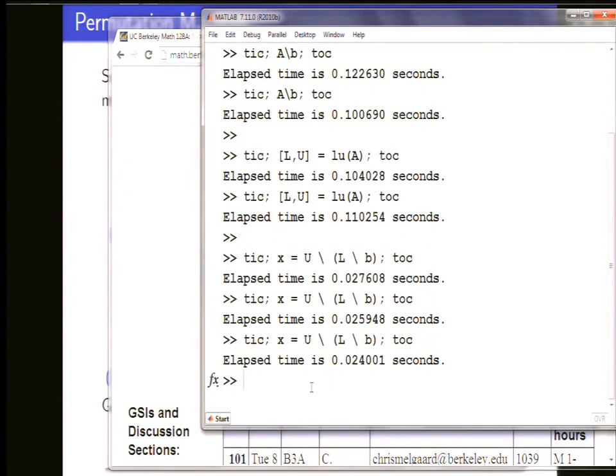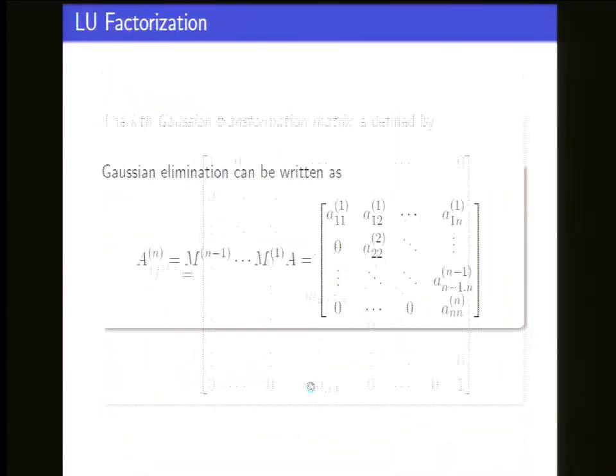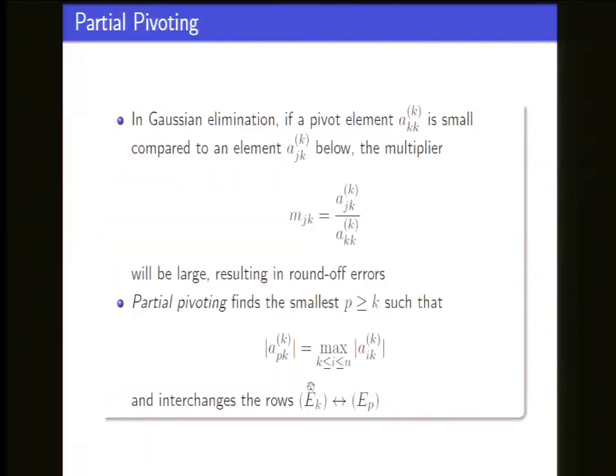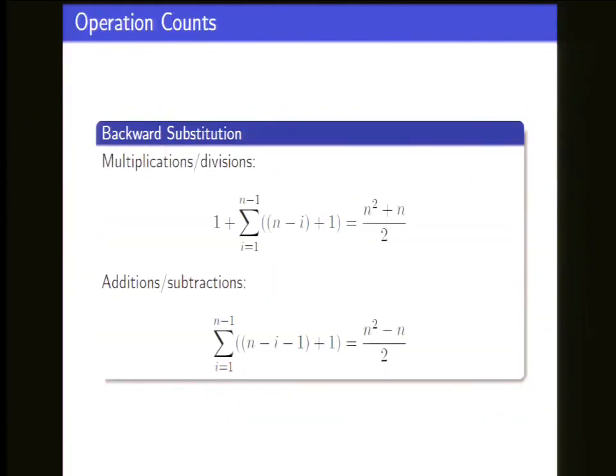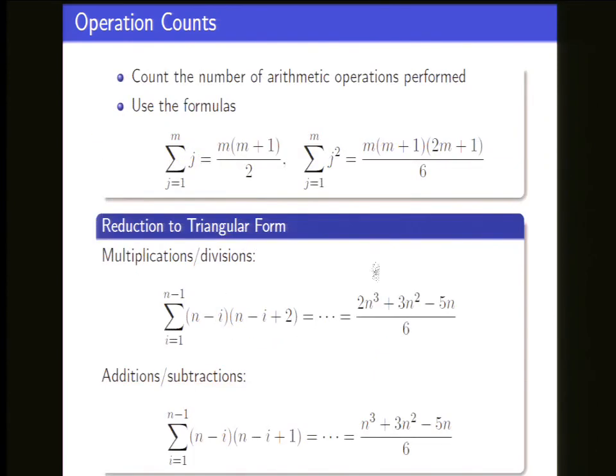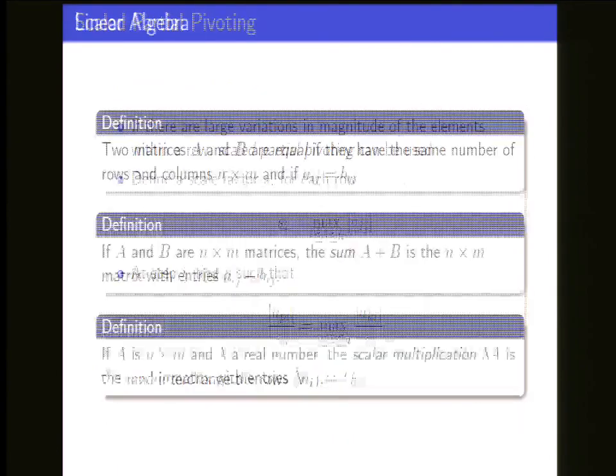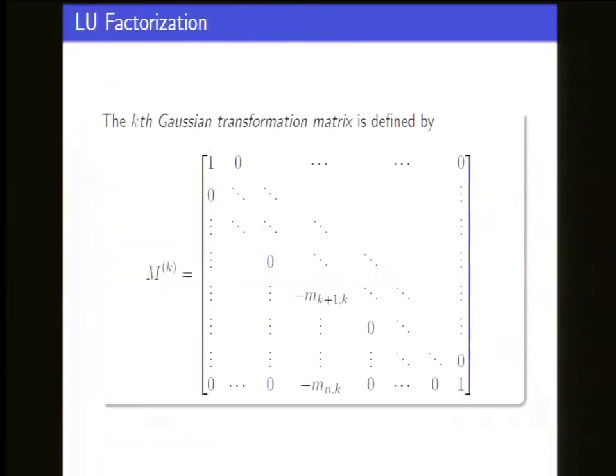Not a big difference here, but as n gets bigger, this cost matters. You remember when we did the operation count, back substitution was only n squared basically, while Gaussian elimination, reduction to triangular form, was n cubed. So the bigger n gets, the bigger this difference gets. Anyway, that's one motivation for LU.